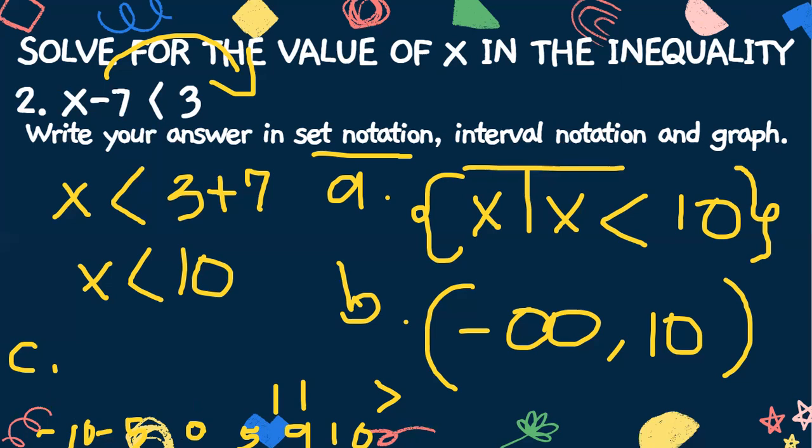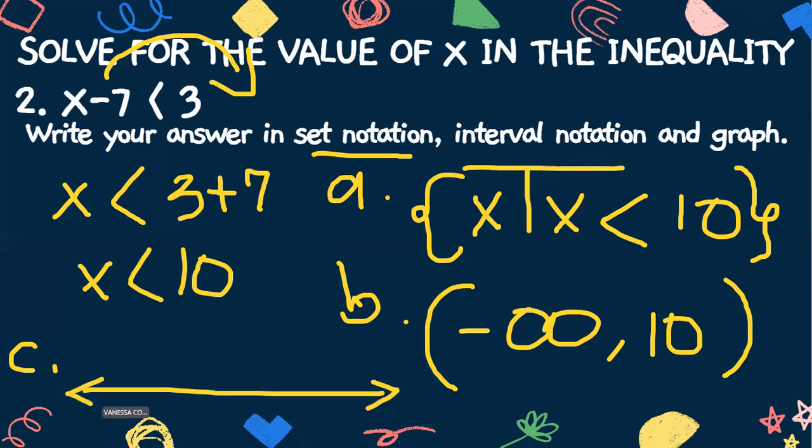Let us repeat our number line. 10, 5, 0, negative 5, negative 10. Okay?